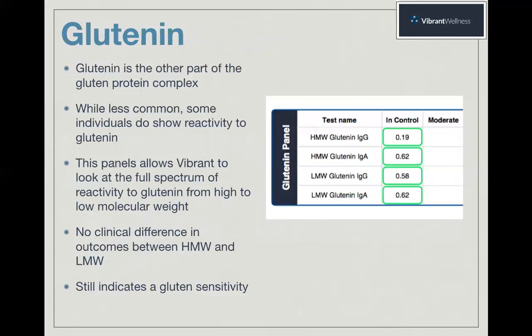Glutenin is the other part of the gluten superprotein complex. While less common, some individuals do show reactivity to glutenin, either without concurrent gliadin reactivity or accompanying it. This panel allows Vibrant to look at the full spectrum of reactivity to glutenin from high to low molecular weight. There's no clinical difference in outcomes between antibodies to high molecular weight and low molecular weight glutenin. Any elevated antibody to this protein still indicates a gluten sensitivity.